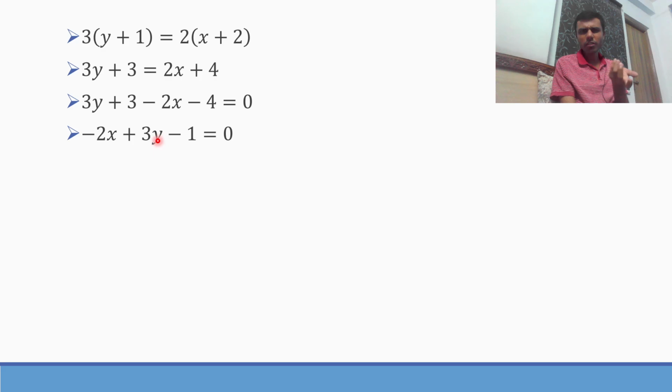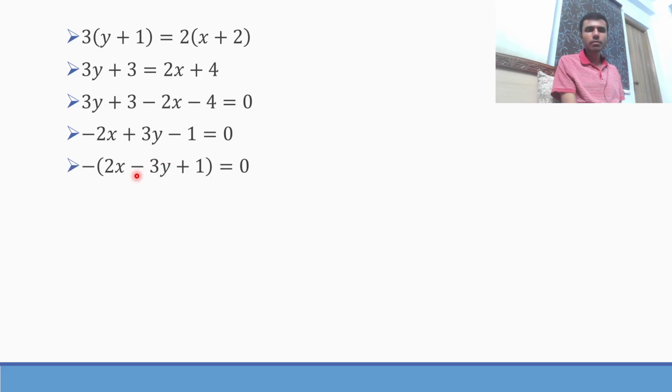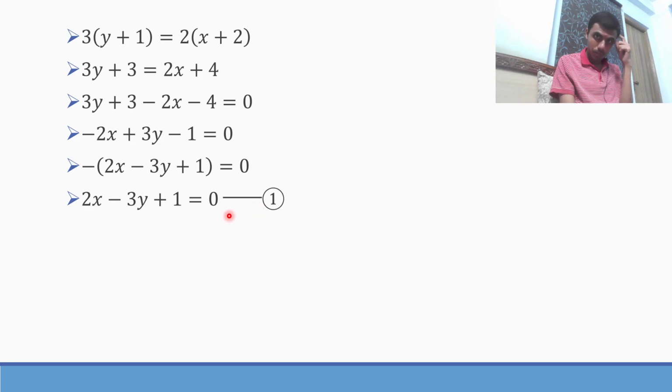But wait, you need not stop here. The x coefficient we generally keep positive. So take minus common from this entire equation: minus of 2x minus 3y plus 1 equal to 0. Minus send it to the RHS. So 2x minus 3y plus 1 is 0. Now since this is done, this is my first equation. This is my equation of altitude AD.